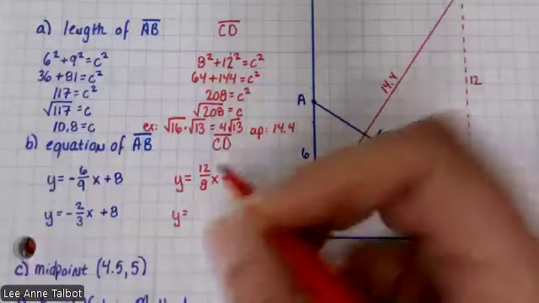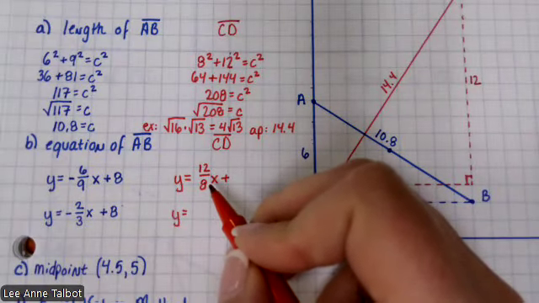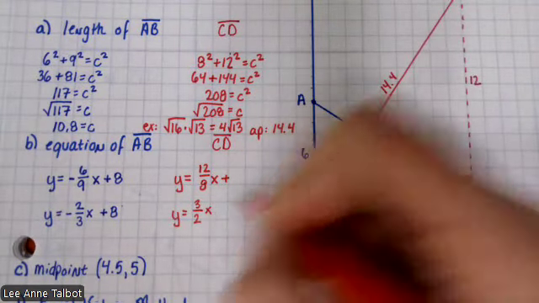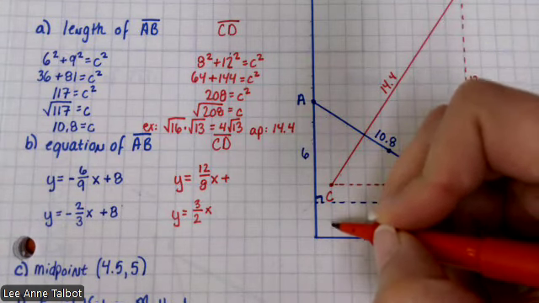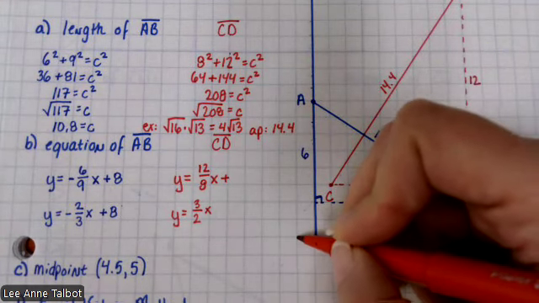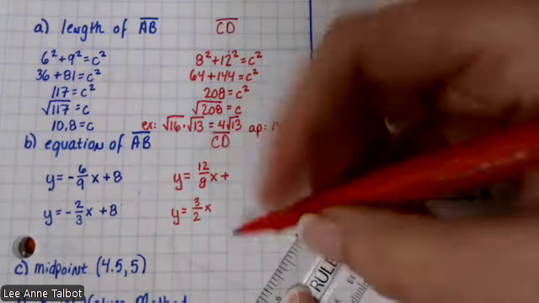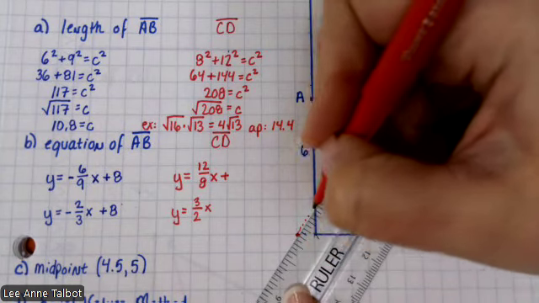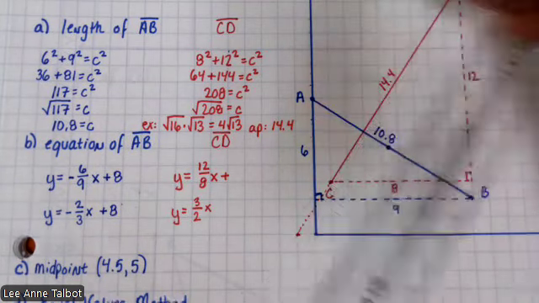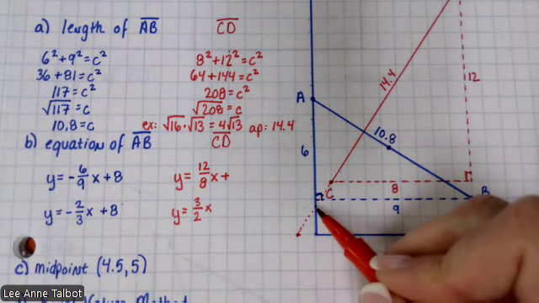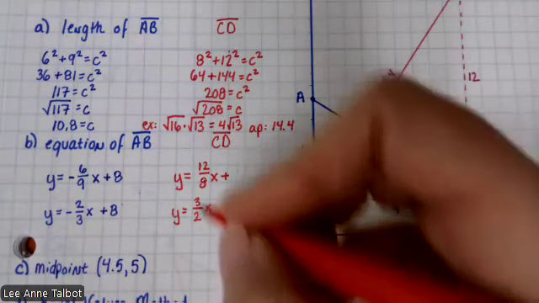Do you see that those are divisible by 4? Okay, so I'm going to make this 3 over 2x. So that means from C, I'm going to go down 3 over 2. Okay, so what is B then? 1.5. Great job.